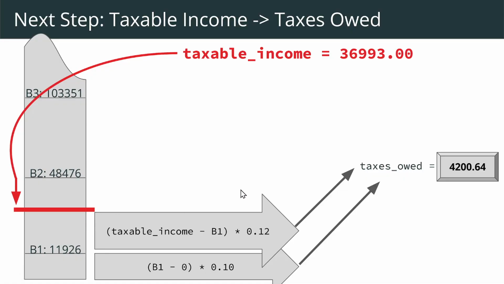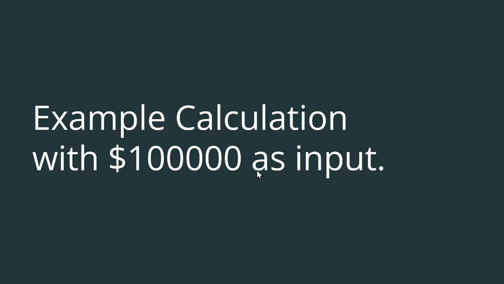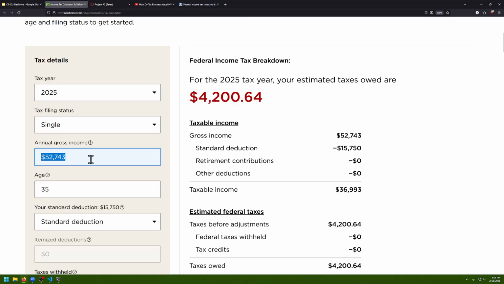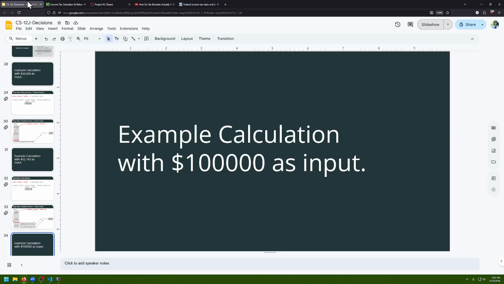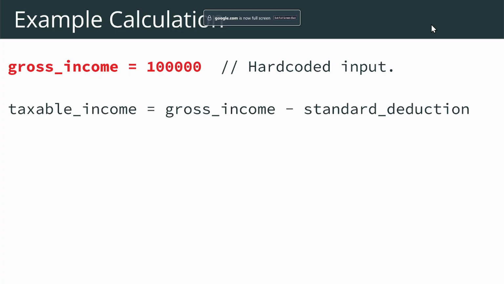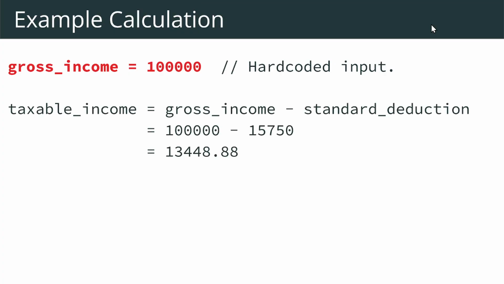All right, so let's do one more example, and this should solidify the idea. With 100K, let's say we put in 100K. First step, take away the standard deduction. So boom, we got the taxable income.